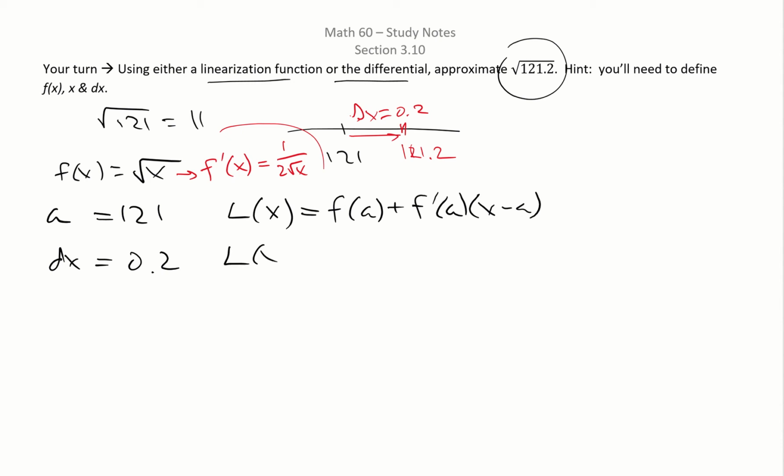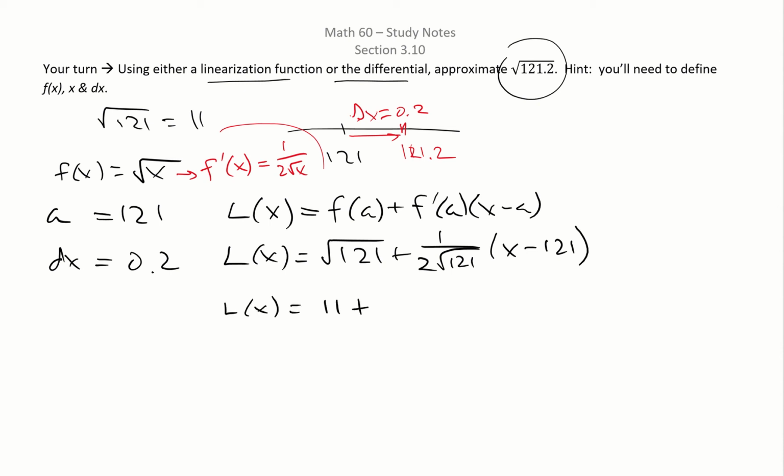So here we go. Our linearization function is f of a, which is the square root of 121, plus f prime of a, which is 1 over 2 square root of 121, and then x minus a, which is 121, like so. So our function says this. It's 11 plus 1 over 2 times 11 is 22, and then we have x minus 121. Okay, use that to compute what if x is equal to 121.2.